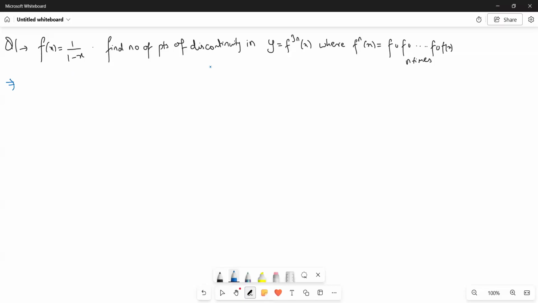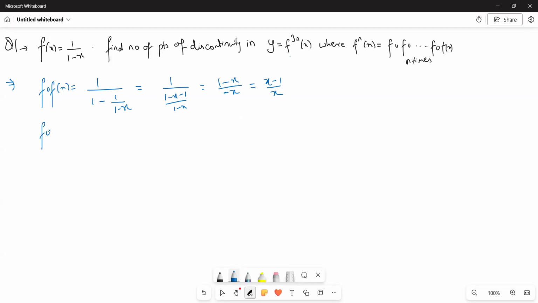So to solve this, we first look at what would be the pattern for f of f(x) and so on and so forth. So if f(x) is this, we first start with f of f(x). So this would be 1 by 1 minus 1 by 1 minus x, which when we simplify will give us 1 by 1 minus x minus 1 by 1 minus x, which is like writing 1 minus x by minus x, or x minus 1 by x. So that will be f of f(x).